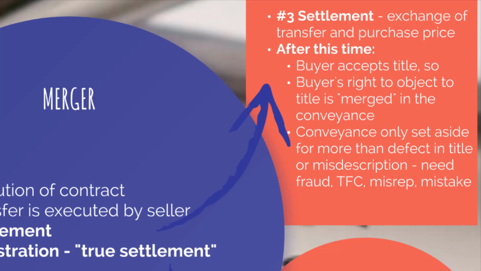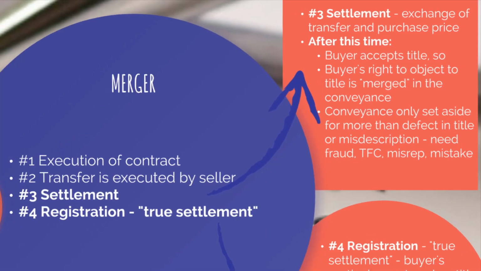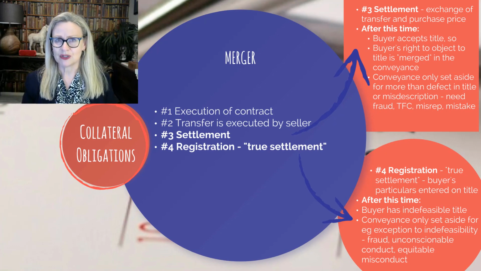The conveyance can really only be set aside for a fairly narrow range of circumstances. They have to be more than a mere defect in title or misdescription in the property. You need to have some kind of fraud, a total failure of consideration, misrepresentation, mistake, all of those vitiating factors that we had a look at in contract law. That's where those factors come into play if the buyer wants to get out of the contract after the settlement date.